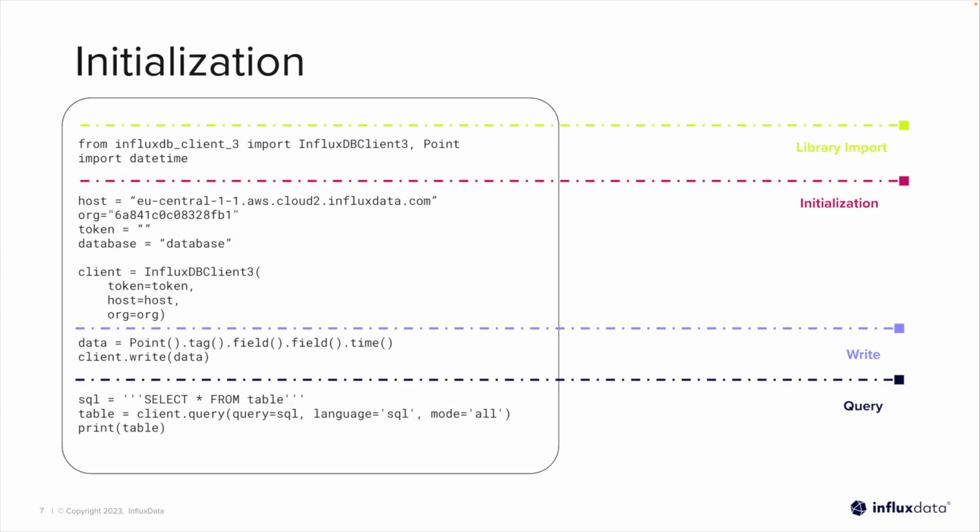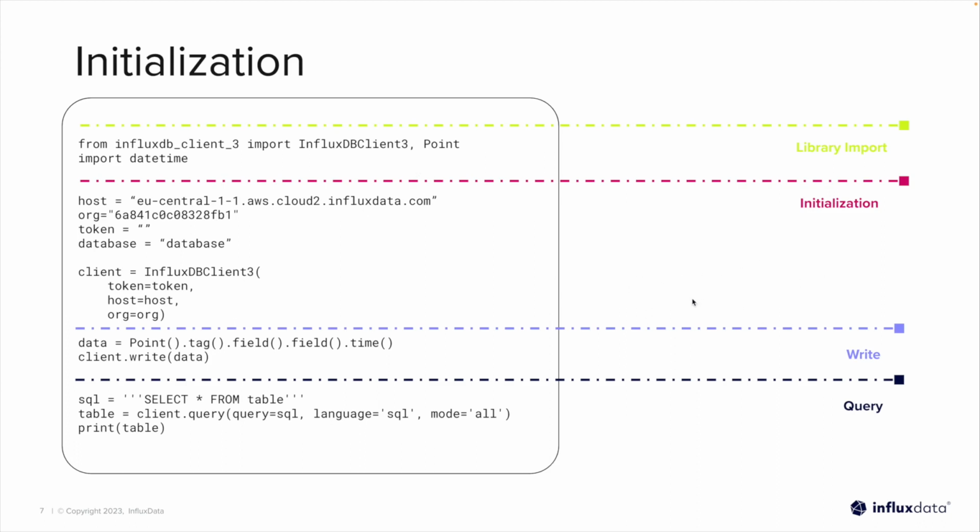Now, as we said, it's a very lightweight library, so we really wanted to keep the core code simple for you to be able to use. And so what it really breaks down into is library import, initialization, write, and query. What you'll be able to see here is that in the library import, you basically include the core class, which is the InfluxDBClient3, and then you can include a series of other objects such as the Point object that you'll be familiar with from V2. You can find a list of all these within the documentation on the GitHub page, and also in an upcoming InfluxDB University course.